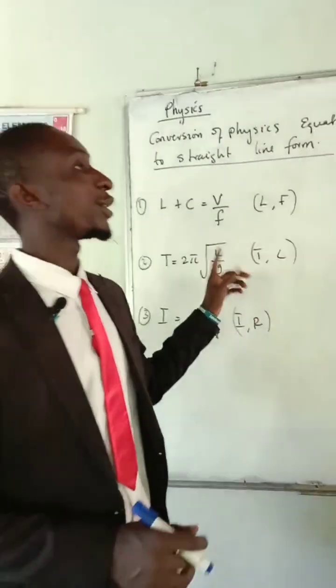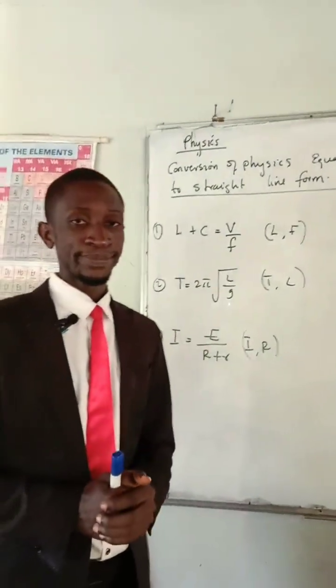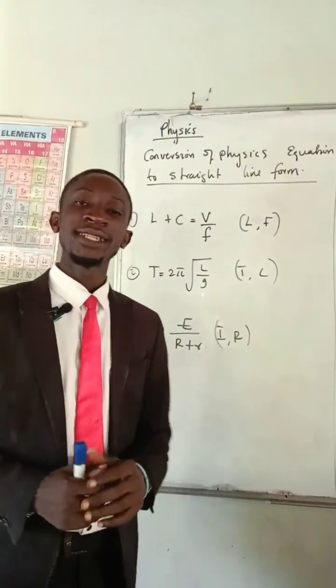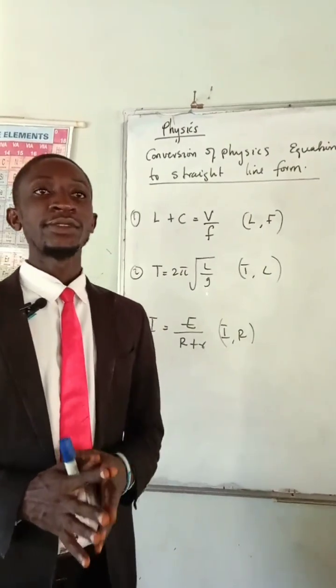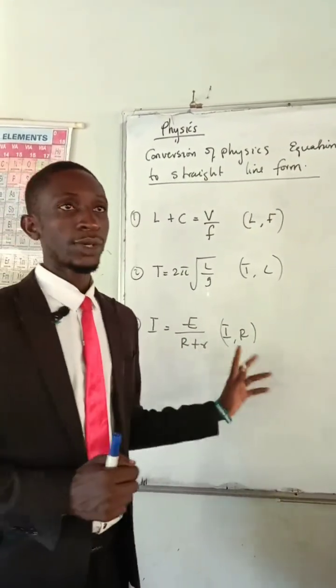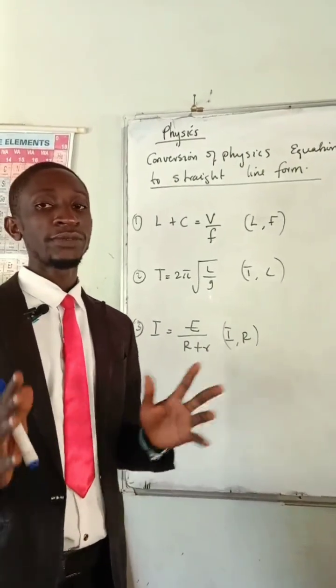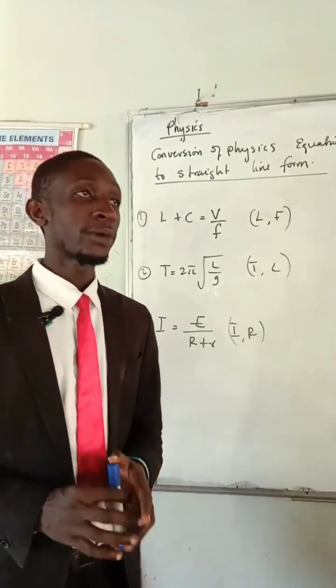This is our second video on conversion of physics equations to straight line form. In the first video, I did an introduction on graphs. If you have missed it, you can go and check. And then I gave some examples. So today we're going to look at more examples on transformation of physics equations to graph form.